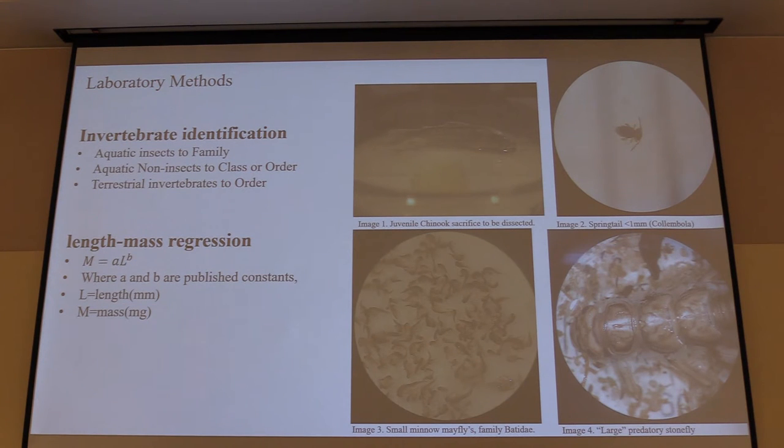Our lab methods included taking our invertebrates down to family for aquatic insects, and class or order for aquatic non-insects like freshwater crustaceans, or terrestrial insects that may have fallen into the water column. And then we use basic length-mass regressions and published constants to assess their biomass. So you get a length of each individual, put them through a bunch of regressions, and you get an approximation of how much mass there is. That way we don't have to incinerate all the bugs that we've spent hours and hours counting. We counted over 100,000 invertebrates, which is a huge sample size.